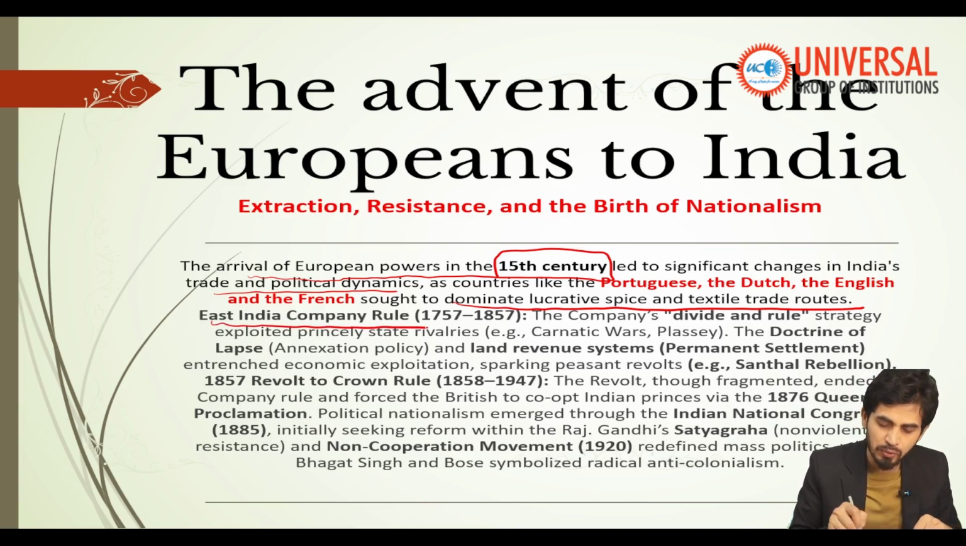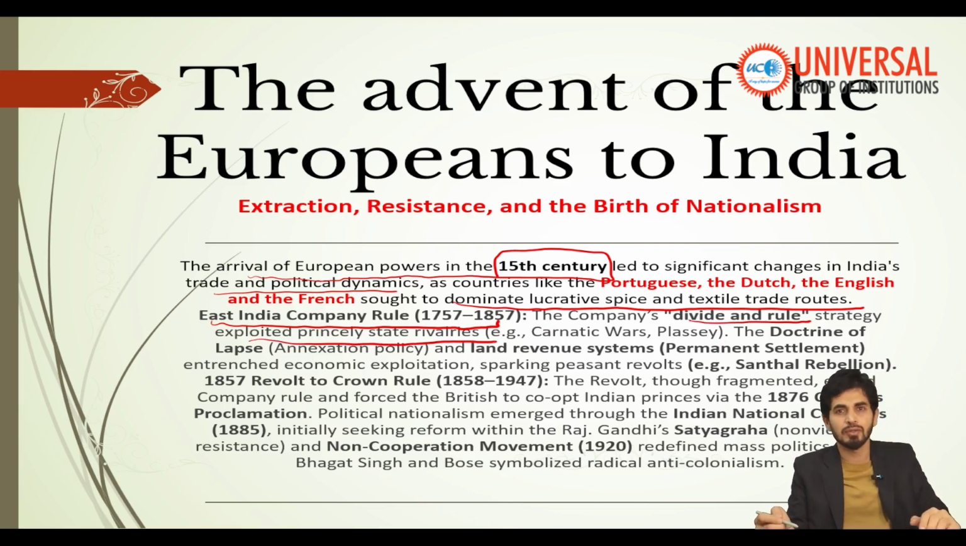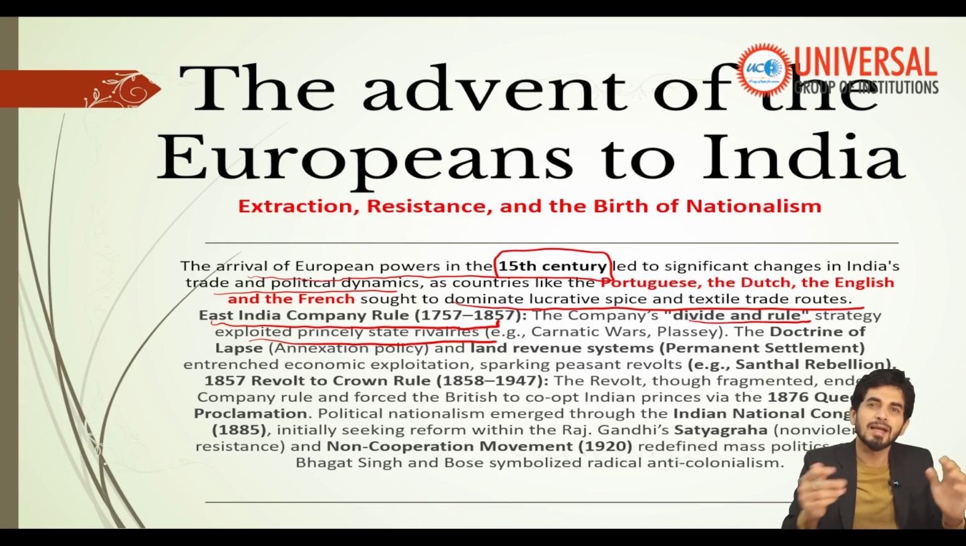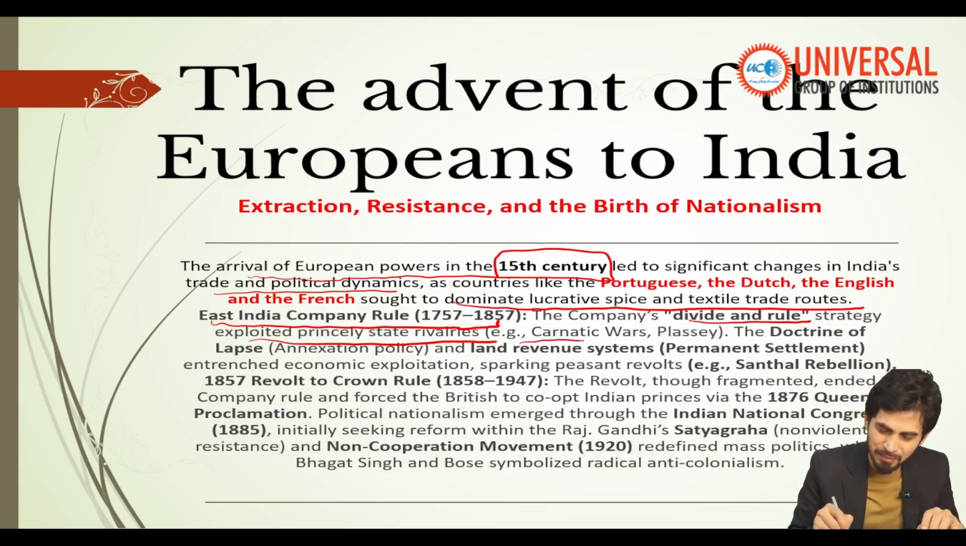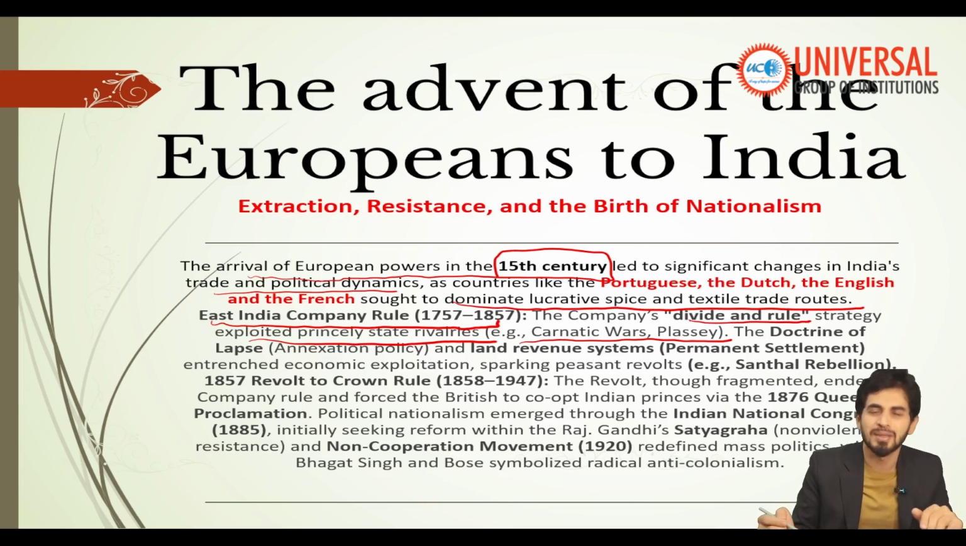And in East India Company rule, which started from 1757 and ended in 1857, the company's policy was a divide and rule strategy and exploited princely state rivalries. If two princely states are fighting with one another, what they would do is interfere and grab both their territories. In the end, who are the losers? It's the Indian princes who were the losers, and the gainers were these colonial powers, and that's how they started grabbing Indian land and territories, right? Examples are the Carnatic Wars, the Battle of Plassey, the Battle of Buxar, all of which we'll be studying in detail later on.